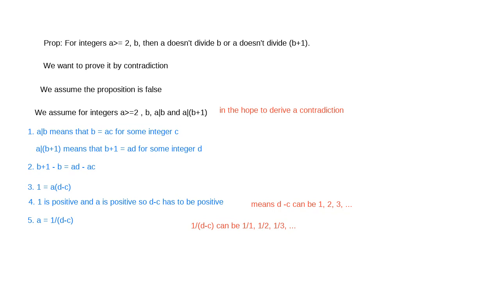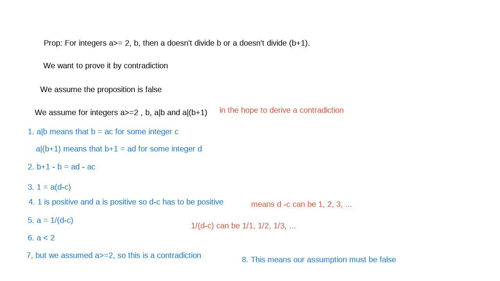So a equals to 1 over d minus c. That means a is less than 2, right? But we assumed a is greater than or equal to 2. So this is a contradiction. This means our assumption must be wrong, must be false.